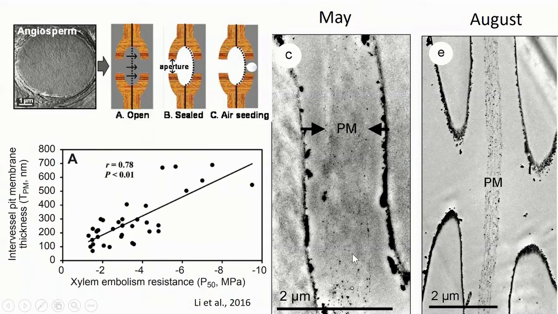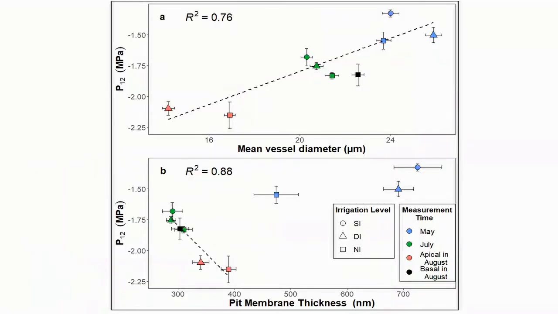Now, when we did a regression between pit membrane thickness and vulnerability to cavitation, you can see it here in the lower figure. We did find an agreement if we looked only at the leaves that were harvested in July and in August, okay?